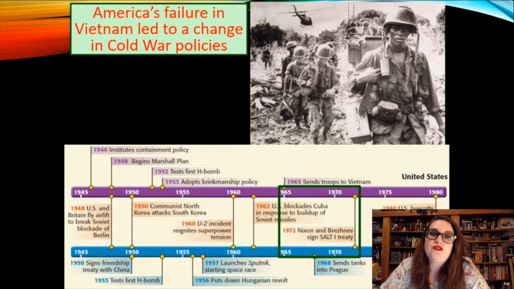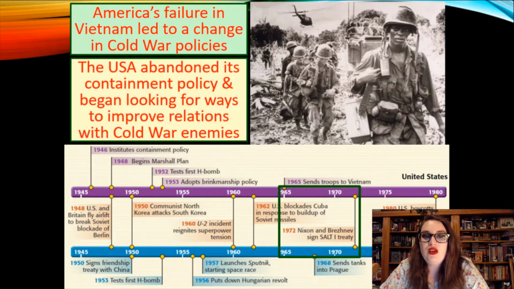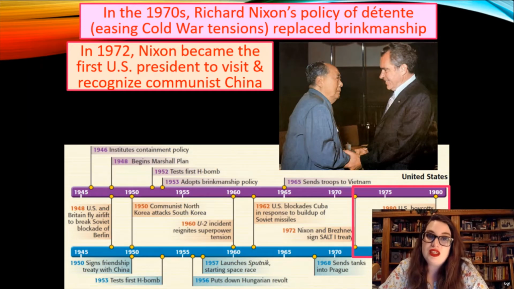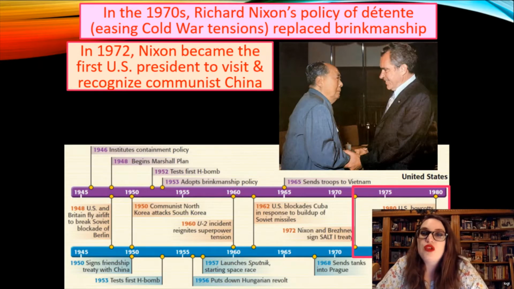So, America's failure in Vietnam led to a huge change in Cold War policies. The USA abandoned its containment policy and began looking for ways to improve relations with Cold War enemies. So in the 70s, we have Richard Nixon's policy of détente, meaning easing the Cold War tensions, replaced brinkmanship. Now, brinkmanship was Eisenhower's whole mentality, meaning I'm going to be on the brink of war at any time, and if you test me, I'm going to launch absolute total destruction at you.